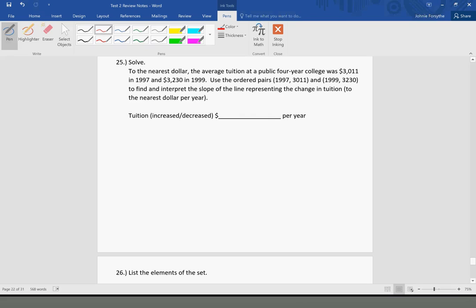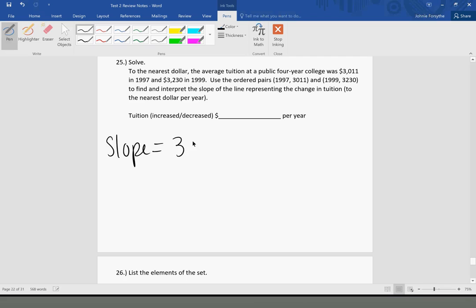Okay, 25. To the nearest dollar, the average tuition at a public 4-year college was $3,011 in 1997, and then it went up to $3,230 in 1999. Use the ordered pairs (1997, 3011) and (1999, 3230) to find and interpret the slope of the line representing the change in tuition to the nearest dollar per year.